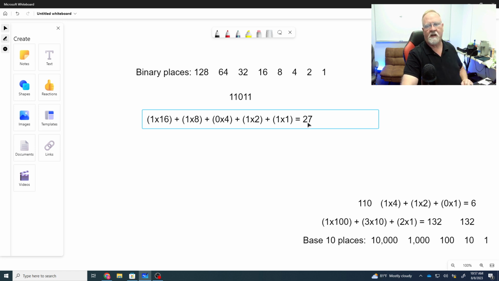And that is essentially how we convert from binary to decimal place numbers. You take the digits that are in the binary rows, you put them with their corresponding place number, just like we did with the base 10 numbers. You multiply each one, and then you add them together. The total that you get when you add them together will be the number that this number represents in base 10.